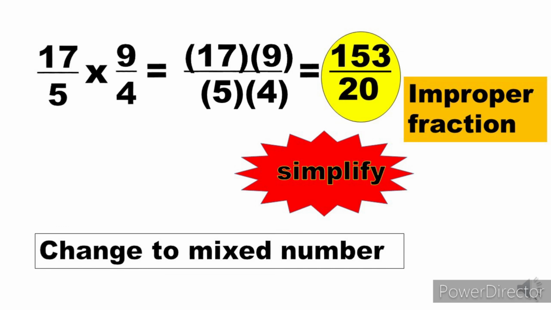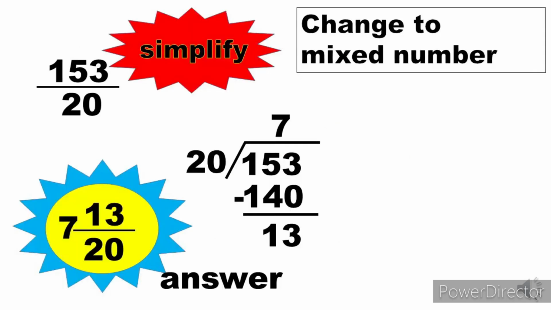So, we will make it a mixed number to simplify. To change it to a mixed number, we just divide 153 divided by 20. So, it is 7. Then 7 times 20 is 140. And then 153 minus 140 is 13.